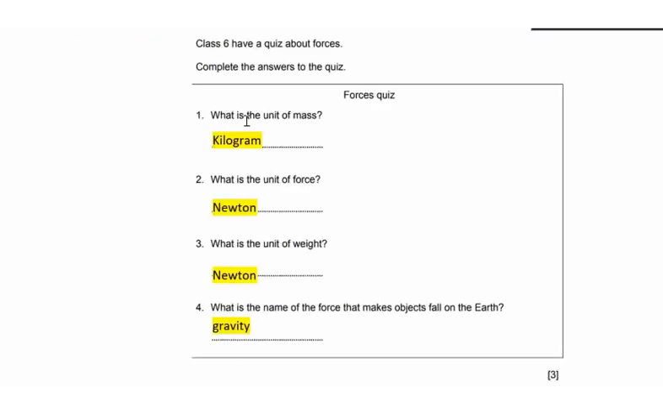Well, the answers are: what is the unit of mass? Kilogram. What is the unit of force? Newton. What is the unit of weight? Newton. What is the name of the force that makes objects fall on Earth? It is gravity.